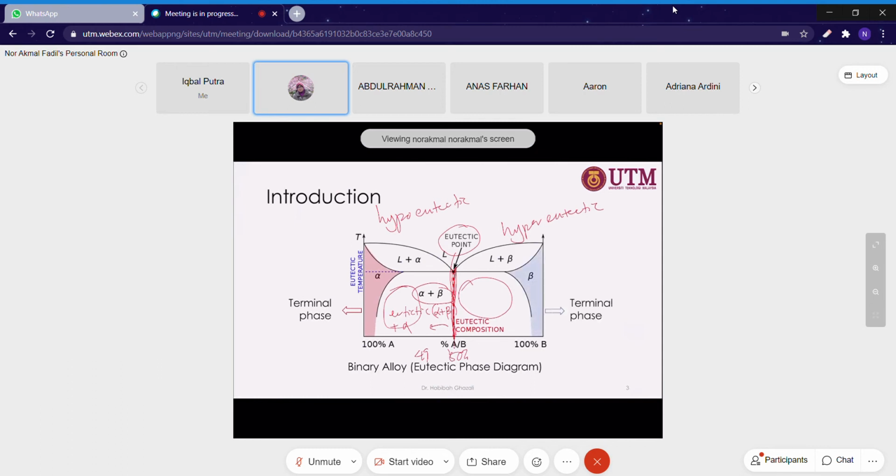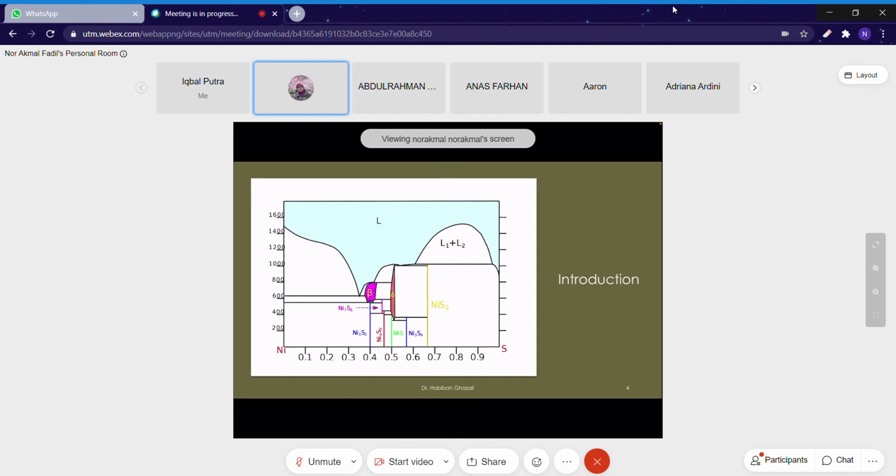And this is also a terminal phase containing one single phase of beta. Okay, so the limits. You don't see this black line here because we can't determine this line at a lower temperature. It is very complicated to explain, so just ignore this black line. All right, so the liquid phase. This is one example of a complex phase diagram.